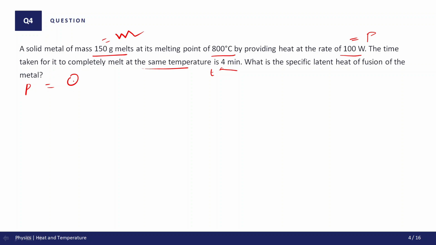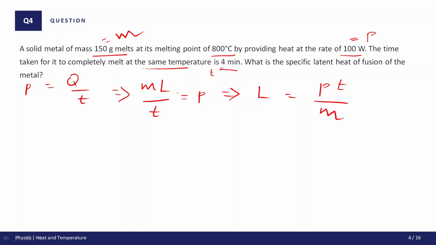This is an equation we have: power equal to heat energy by time. But we need to find here L, latent heat of fusion. So I will write it as mL by t equal to P. From this I will get the new equation, L equal to Pt by M. Mass given 150 grams. Convert into kgs, you will get 0.15 kg.